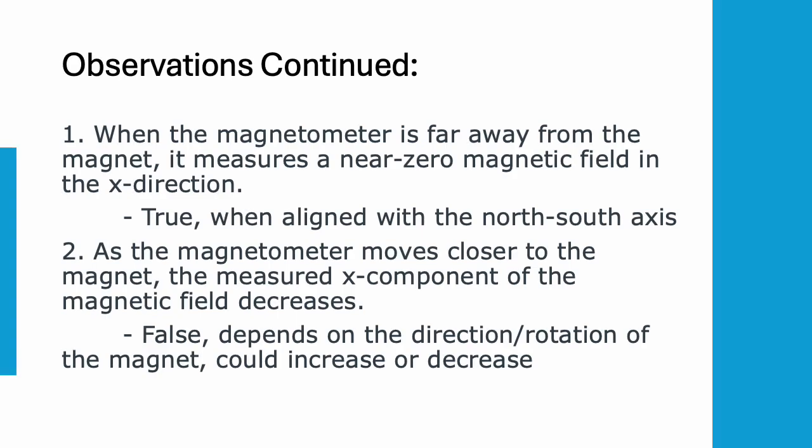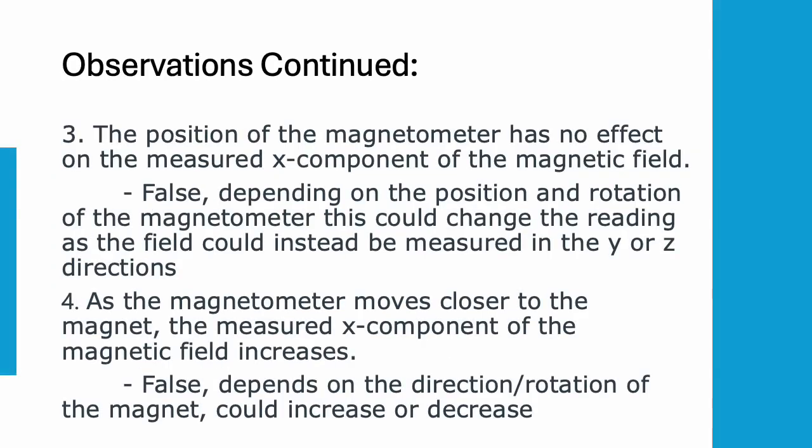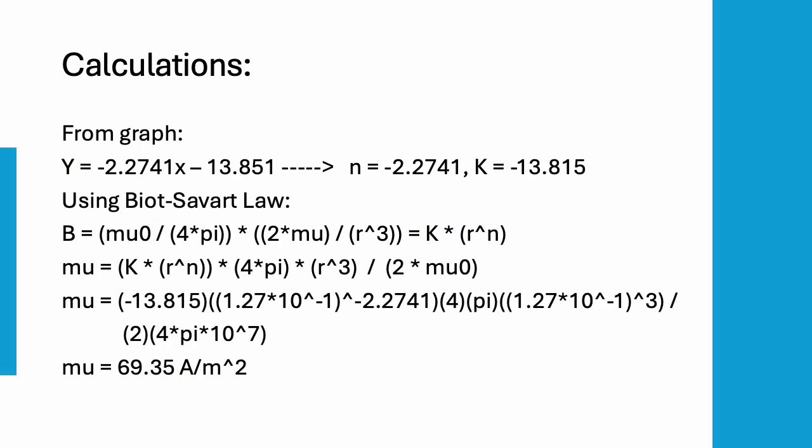To answer the 4 observation questions, number 1 is true when the phone is aligned with the north-south axis. Number 2 is not necessarily true, as it could be false depending on the direction and rotation of the magnet that could increase or decrease the x component of the magnetic field. Number 3 is also not necessarily true, as it again depends on the position and rotation of the magnetometer, as it could lose some of the x direction into the y or z directions. And number 4 is false as it also depends on the direction and rotation of the magnet, which could either increase or decrease the x component. Here are some of my calculations.